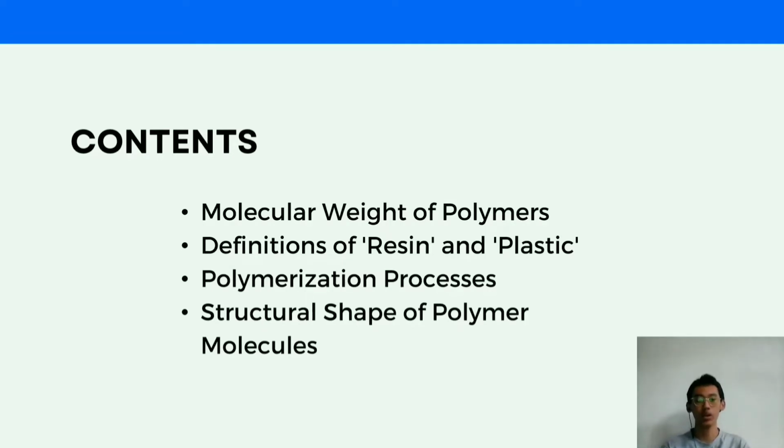First, molecular weights of polymers. The second is the definition of resin and plastics. The third is the polymerization process. And the last one is the structural shapes of polymer molecules.